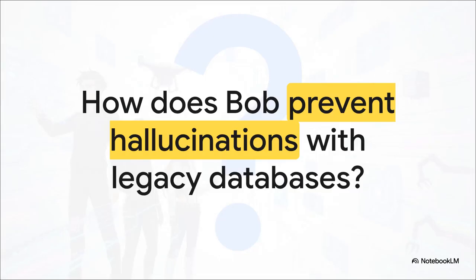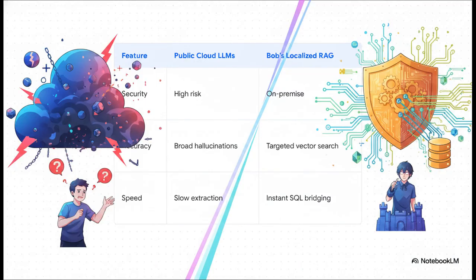Let's peel the onion a bit further, zoom right down into the actual technical architecture, and address a really critical question. How does Bob actually prevent hallucinations while bridging legacy databases? I mean, this is the industry's biggest security and accuracy fear, right? If you plug a shiny new AI into a messy old database, how do you trust the output? Well, the answer is all in the data architecture.